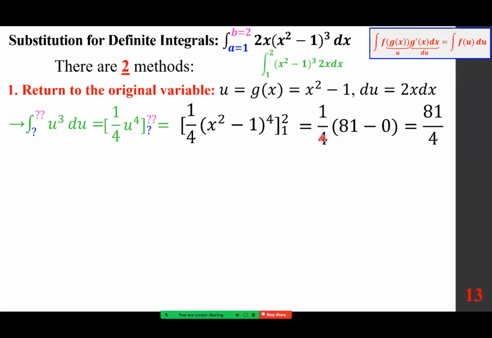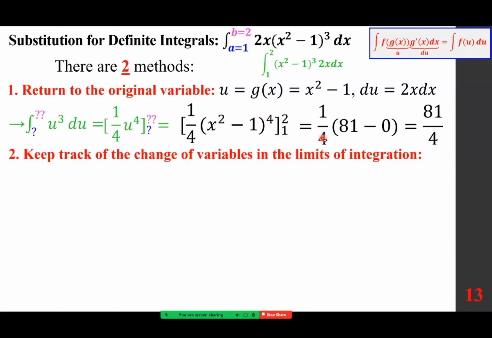And it's absolutely perfect. However, the second method is to keep track of the change and find out the new limits, because over here we didn't write the limits. Those limits 1 and 2 are not the same as the limits for u. So the lower limit x equals 1, put this into this function. 1 squared minus 1 gives you 0. So the lower limit was 1 and the new lower limit is 0.